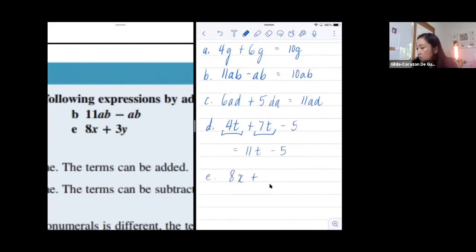Okay, and let's have that last one there. 8x plus 3y. Can we simplify it further? No, they are not like terms. One is x, one is y, and therefore that's already simplified.